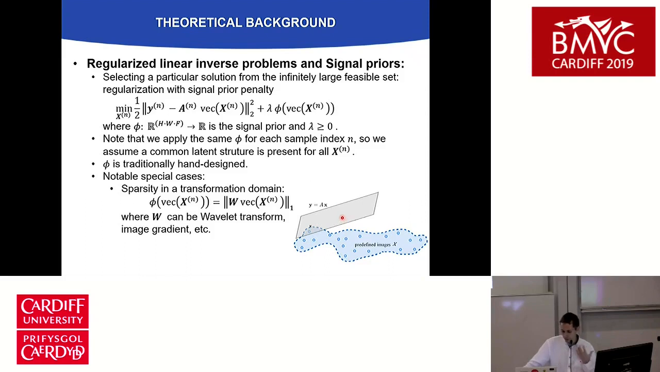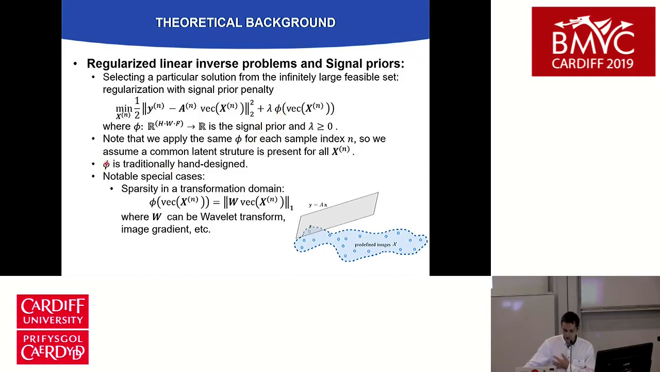The idea is that most points on the hyperplane will not actually be real images. So if we define a predefined set of images, we can try to find a point that is contained in both the valid images and the hyperplane. In that sense, we can try to find the intersection point of the two sets. This is reflected in this objective. The first term will try to fit the hyperplane, and the second term will try to fit the predefined set. This function phi is called the signal prior, and notice that it's independent from the index n.